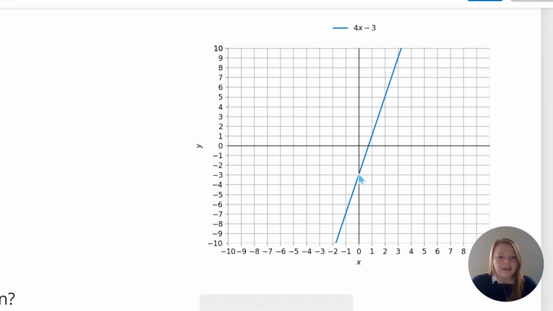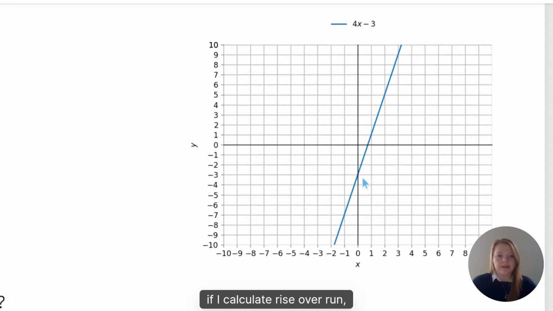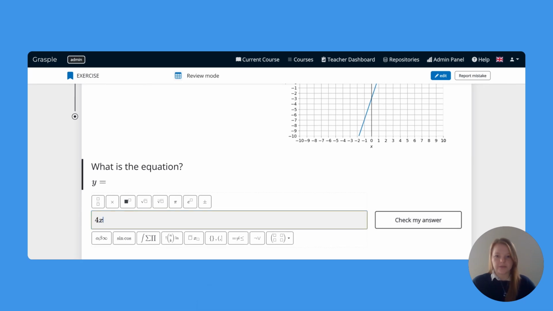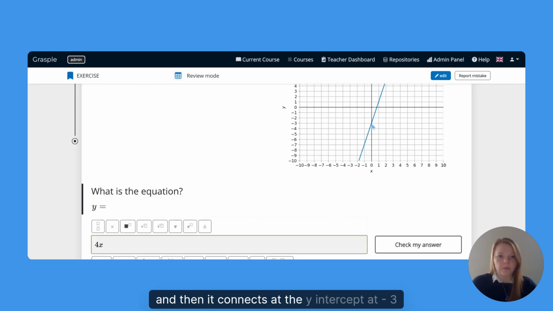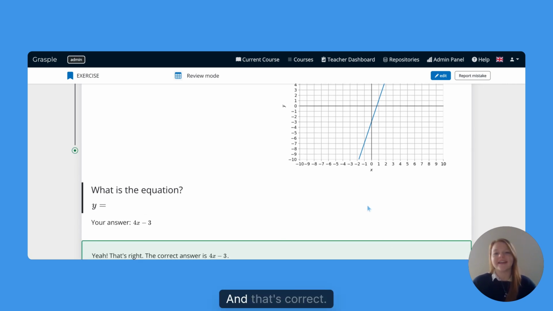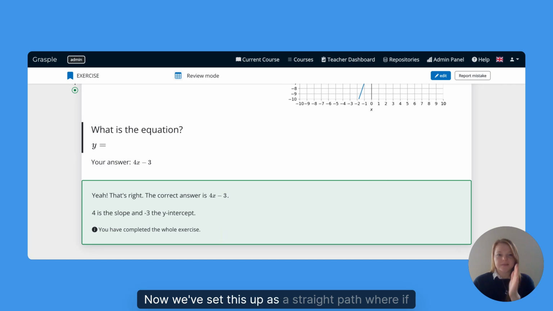So if I calculate rise over run, I see that we go up 4. So the equation is 4x. And then it connects at the y-intercept at minus 3. Or 4x minus 3. Check my answer, and that's correct. Now we've set this up as a straight path, where if I answer the sub-questions correctly or incorrectly, I'm still shown the same subsequent question.